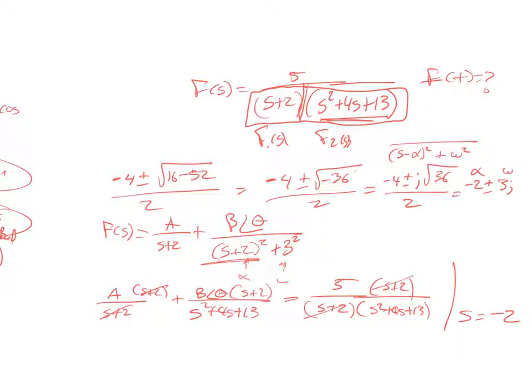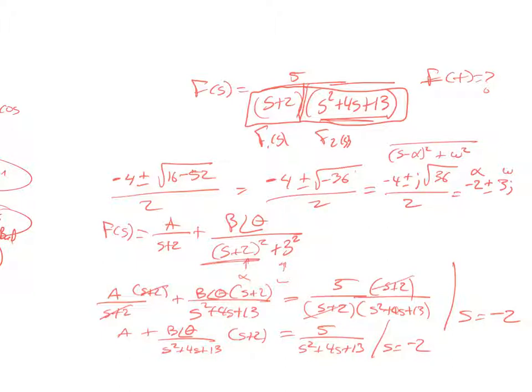That cancels out, so I'm left with A plus B at an angle of theta over s squared plus 4s plus 13 times s plus 2 equals 5 over s squared plus 4s plus 13. And then I evaluate that at s equals minus 2. Everything's been canceled out.